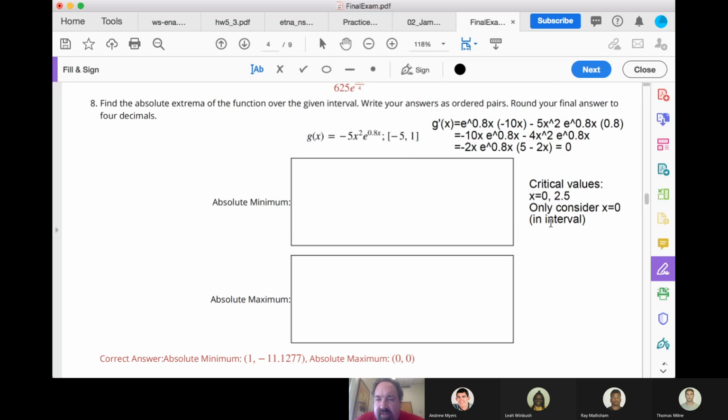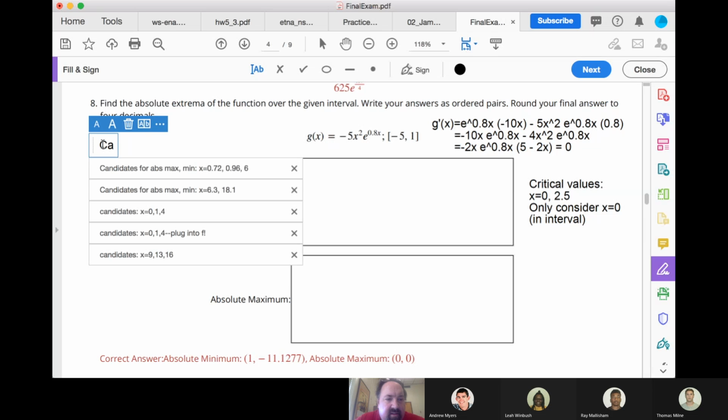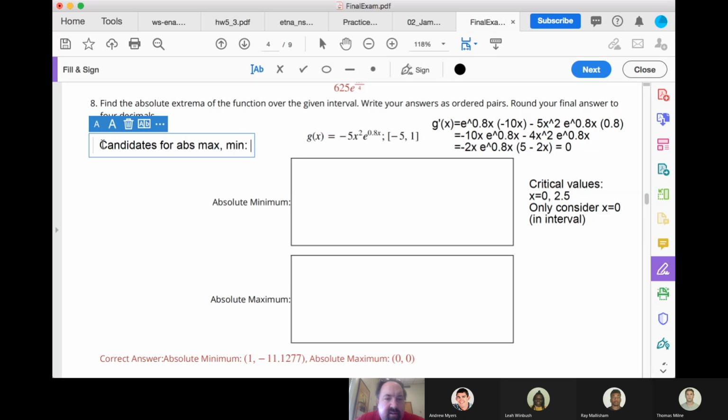All right, so because of the interval that we have, we will only consider x equals 0 as a candidate for a max and min. So now our candidates: x is equal to -5 because that's an endpoint, and then 0 because it's a critical value, and then 1 because it's an endpoint.